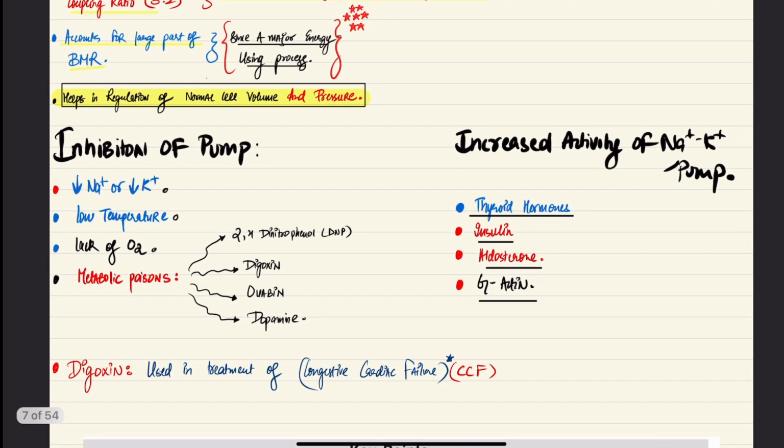Let's talk about inhibition of the pump. If the concentration of sodium and potassium ions is low, then the activity of sodium potassium ATPase is also low. If there is low temperature, lack of oxygen, or metabolic poisons like 2,4-dinitrophenol, digoxin, ouabain, dopamine, these also inhibit the sodium potassium pump.